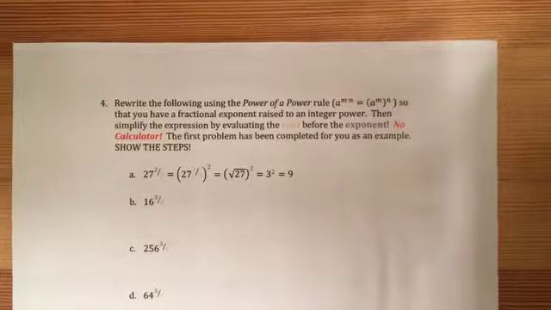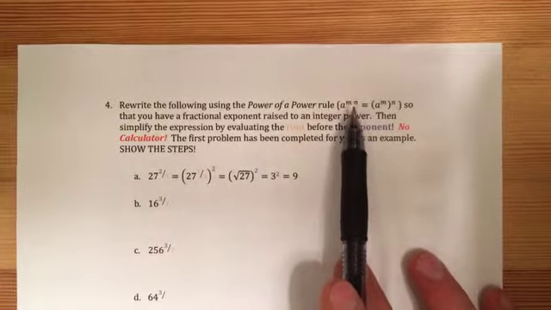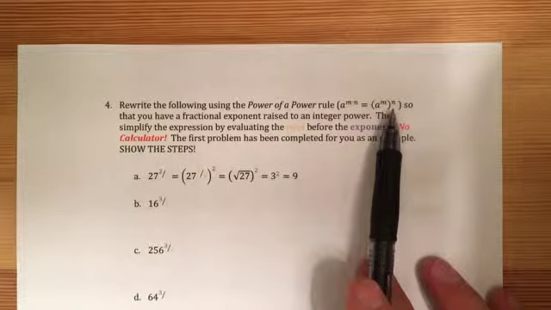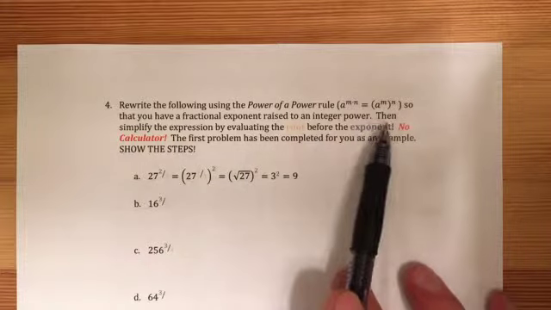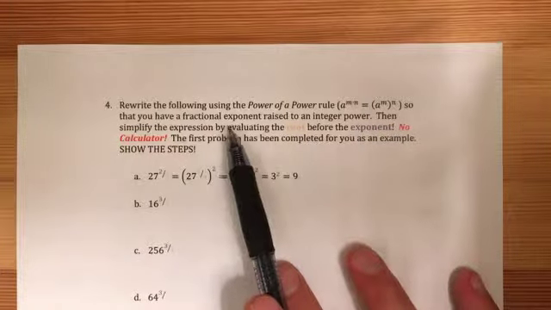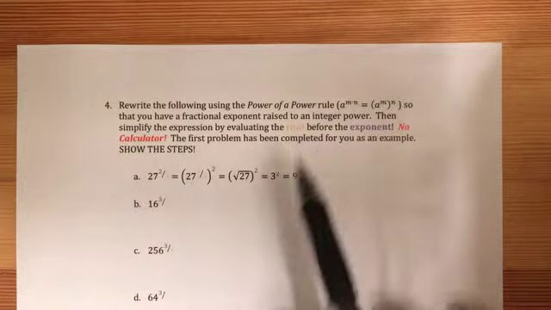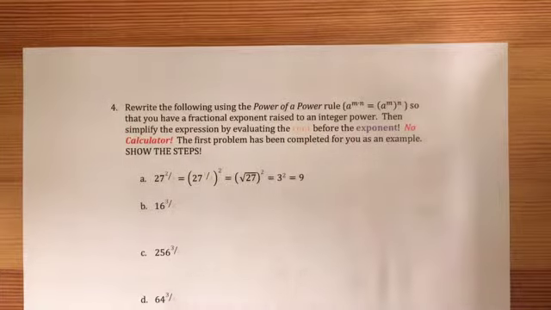Looking at this one here, it says rewrite the following using the power of a power rule. Okay, the power of a power rule says a to the m times n is equal to a to the m to the n. So that you have a fractional exponent raised to an integer power. Then simplify the expression by evaluating the root before the exponent. No calculator. First problem has been completed for you as an example.